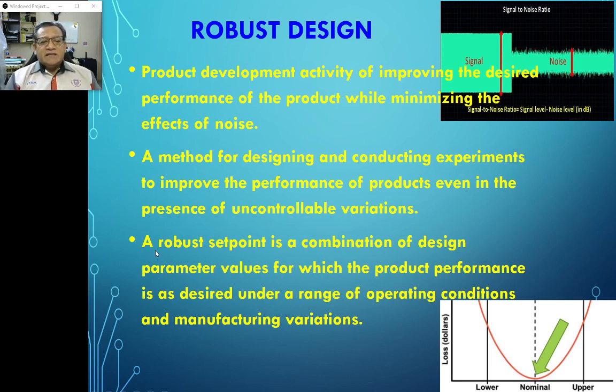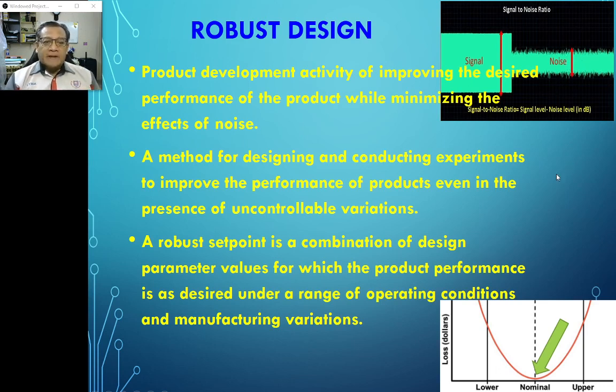A robust design is basically setting the values for a certain combination of design parameters for which the product performance is as desired under a range of operating conditions. It means that you have to create many tests for the new product so that the parameter values can perform at maximum. Even though there is some variation or noise surrounding your newly developed product, it can be suppressed or minimized. As such, you will have an excellent design with maximum signal performance and minimum noise.